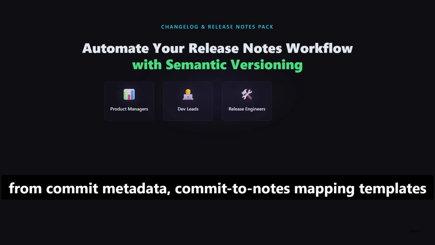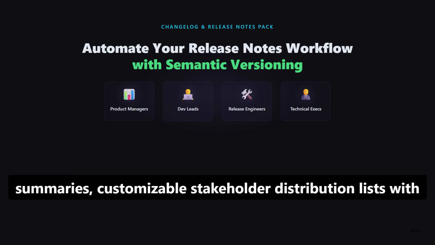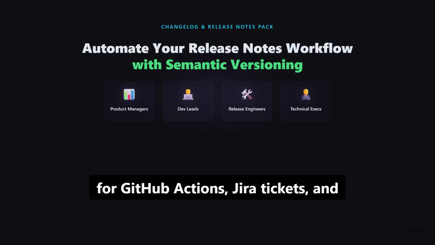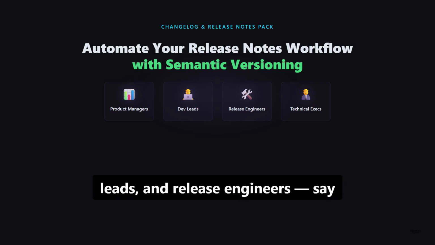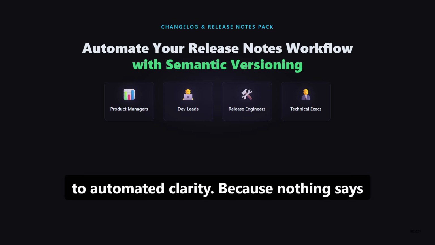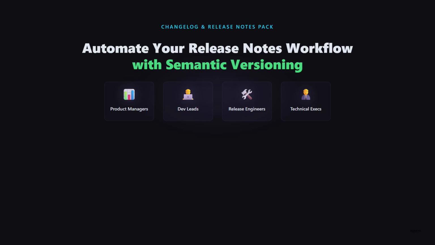Commit-to-notes mapping templates that parse Git logs into human-readable summaries. Customizable stakeholder distribution lists with role-based content filtering, and pre-built integrations for GitHub Actions, Jira tickets, and CI pipelines. Product managers, dev leads, and release engineers say goodbye to spreadsheet hell and hello to automated clarity. Because nothing says professional like shipping notes that don't read like git blame output.